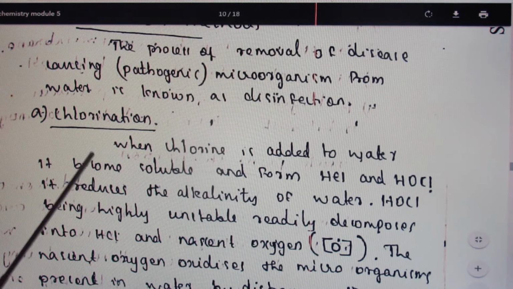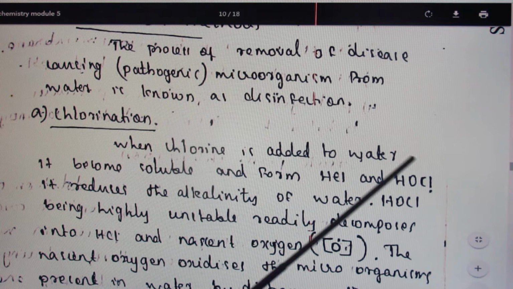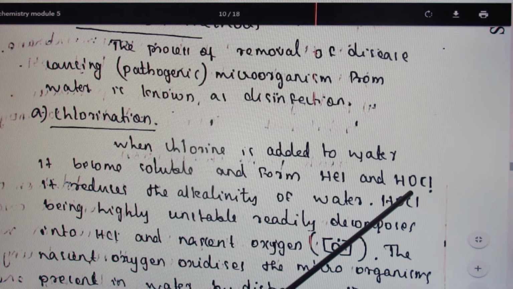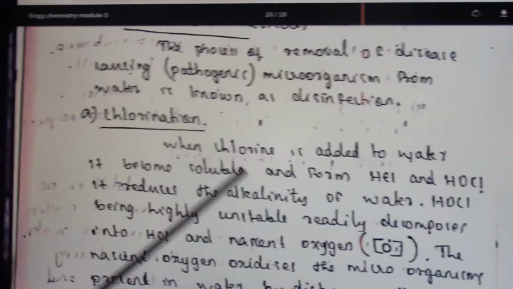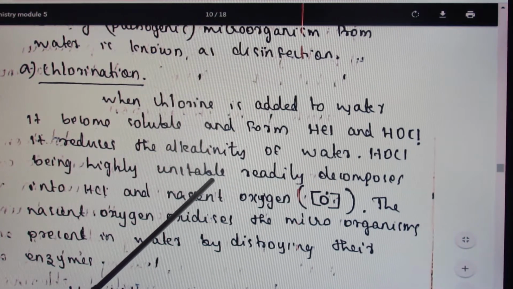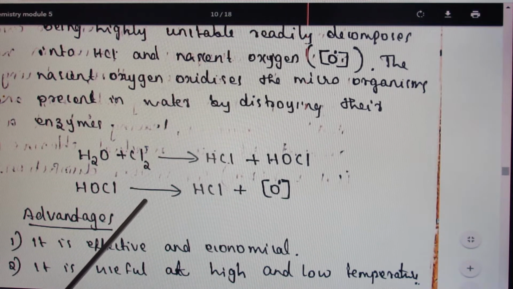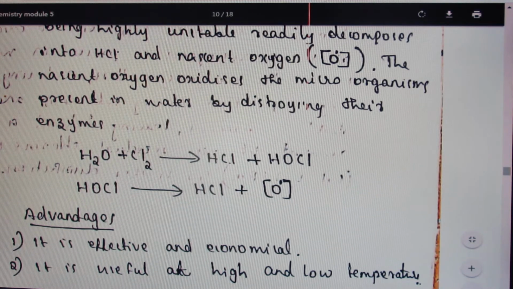When chlorine is added to water, it becomes soluble and forms two types of acid. One is HCl and the other one is called HOCl. HCl is hydrochloric acid, HOCl is hypochlorous acid. These two acids reduce the alkalinity of water. This hypochlorous acid helps to deactivate the enzymes present in water. At the same time, it is also able to dissociate into HCl and nascent oxygen, because this hypochlorous acid is highly unstable in nature. So one of the methods used for disinfection is chlorination.